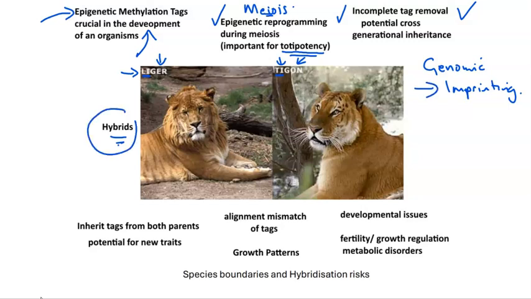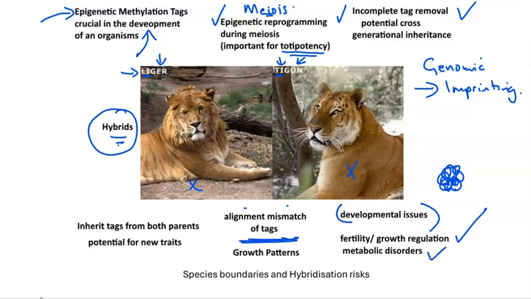Now the problem with hybrids is that we have an alignment mismatch between the tags, because we have different species. The tags which are inherited clash with each other, and this brings about developmental issues. So early on in the embryonic development of the liger or the tigon, it follows unusual patterns of development, which includes growth regulation. It's well known that both of these animals are far larger than the tiger or the lion in nature. So we have unusual growth factors.